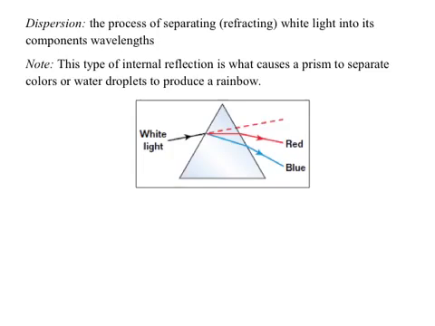And finally, the last thing is called dispersion, which is the process of separating or refracting white light into its component wavelengths. And this is very similar to refraction because you're bending the light, but you're bending it in such a way that you get all of the different wavelengths out. And this type of internal reflection is what causes a prism to separate colors, or for water droplets to produce a rainbow. So when a rainbow is produced, the water droplets act as a prism, and this causes this dispersion.